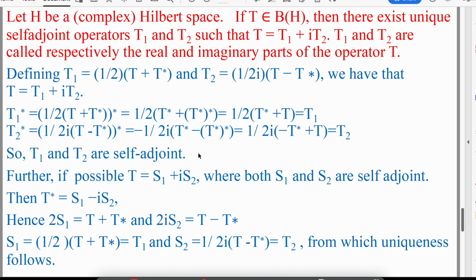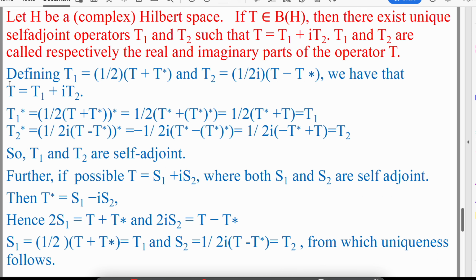So we have expressed T as T1 plus iota T2, where T1 and T2 are self-adjoint. And this can be checked easily. You can show the calculation also by substituting the values. This T1 plus iota T2 comes out to be T.